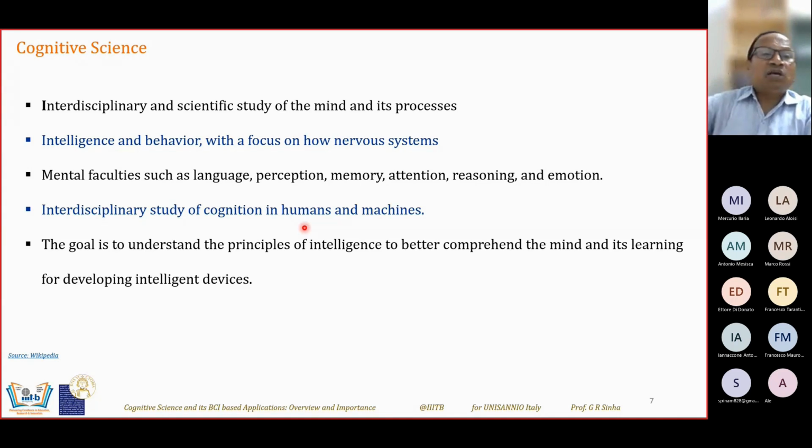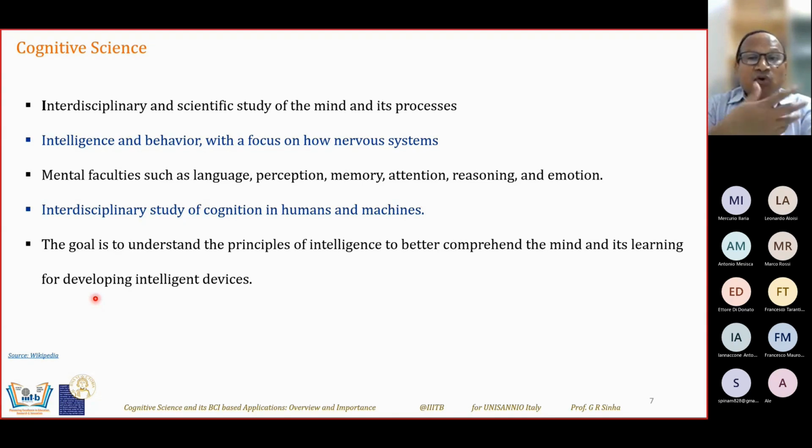What is the aim of cognitive science study? When you want to research, what is the goal? The goal is to understand the principles of intelligence, to better comprehend the mind and its learning for developing intelligent devices. What is the main purpose? Like Alexa, a kind of device. Alexa is an intelligent device controlled by artificial intelligence and sensor technology.